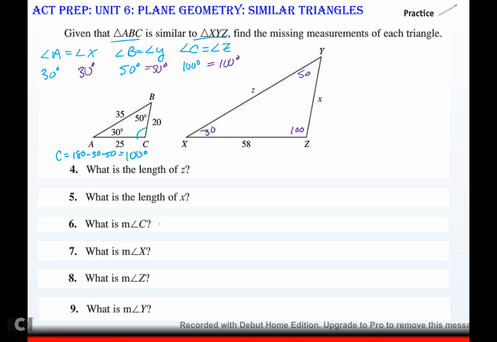So what is the measure of angle C? 100 degrees. What is the measure of angle X? 30 degrees. Z, 100 degrees. Y, 50 degrees.